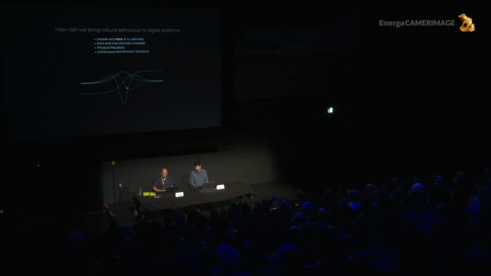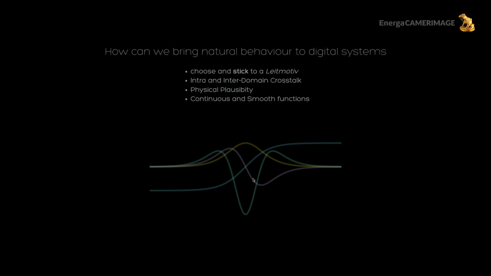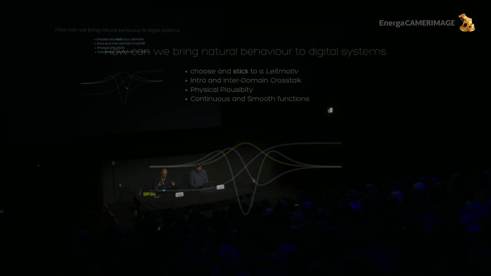So that was our mission: how can we bring natural behavior to digital systems? The first thing we did is choose and stick to a leitmotif. That's very important, because only because you can do something in a digital computer doesn't mean you should constantly change between design goals or leitmotifs. So we chose a leitmotif and limited ourselves to it, introduced intra- and interdomain crosstalk, and limited the formulas we apply to the data to only those which are physically plausible, continuous and smooth.